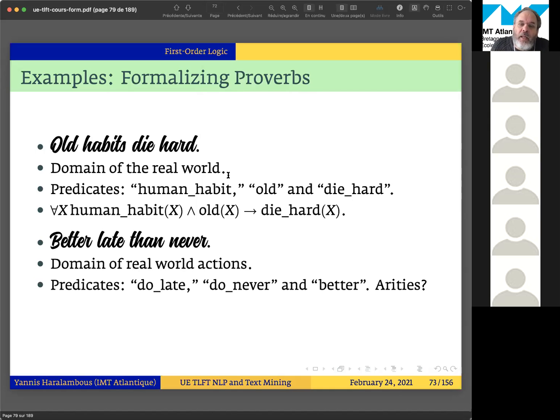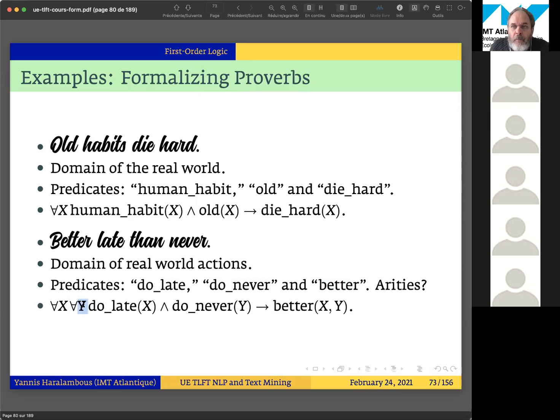So what will be the arities? This one and this one have an arity of 1 because they are properties of actions. This one has an arity of 2 because we are comparing two actions. So now that we have our predicates, you can already guess the formula: for all x and for all y, if x is an action that is late and y is an action that is never done, then x is better than y.